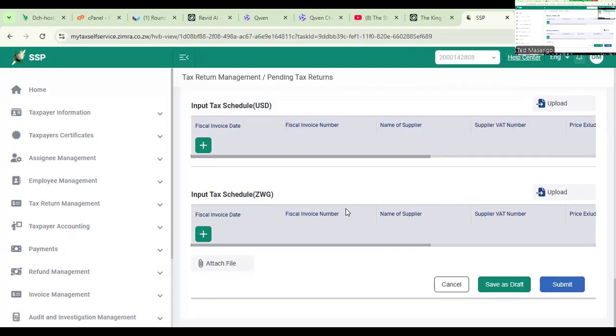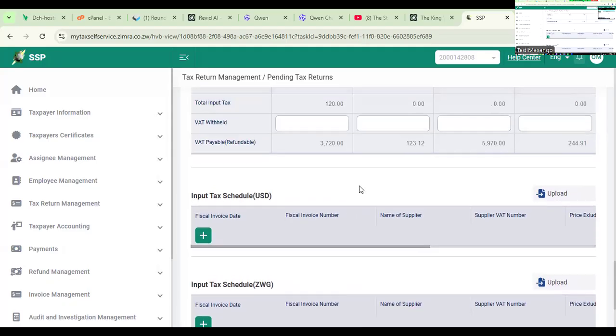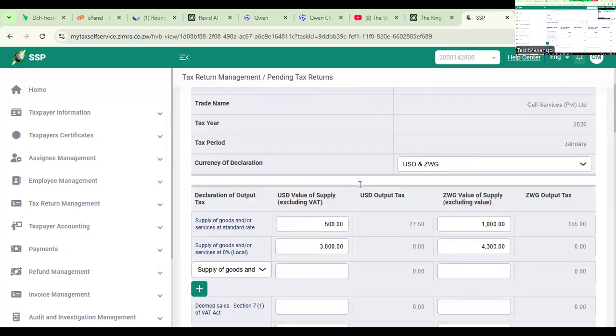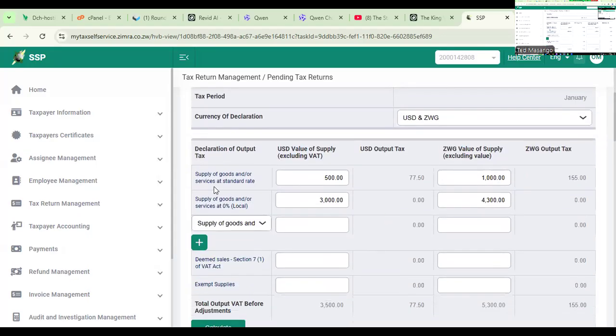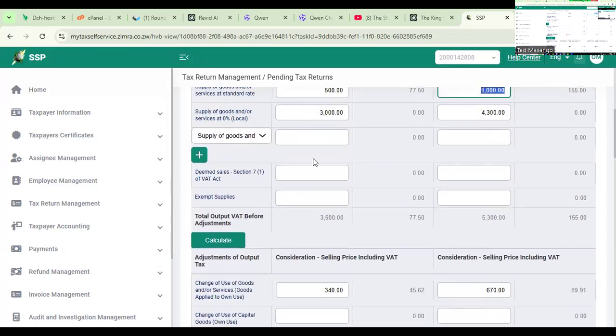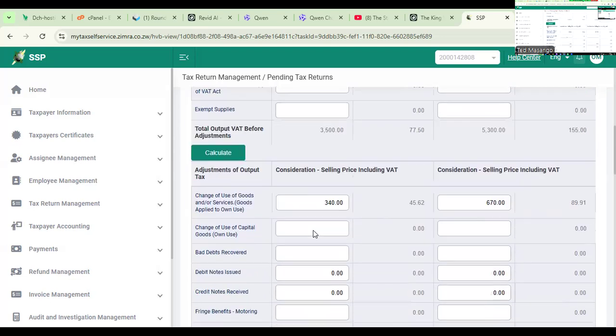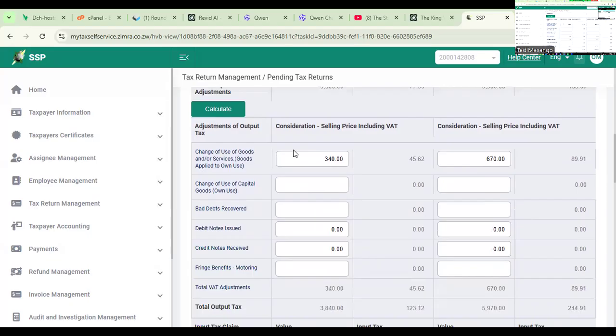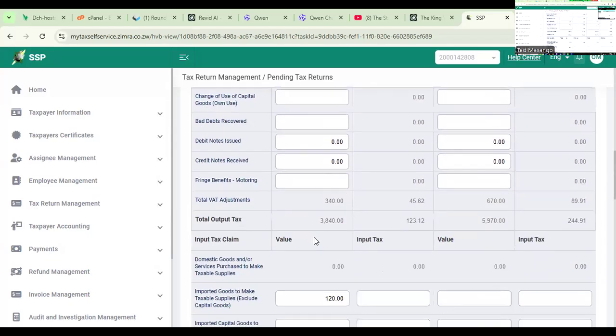So basically, this is how you do your VAT computation return, so to say. What is important is you must have your sales. You must be registered for value-added tax for you to do this. So you do your sales, you put in your net sales there. The system will calculate the VAT. That is the USD. You put your net ZWG. The system will compute. You input all the necessary figures if they are there. If they are not, you are leaving those columns blank. The same goes with these adjustments. If you've got none, you are leaving them blank.